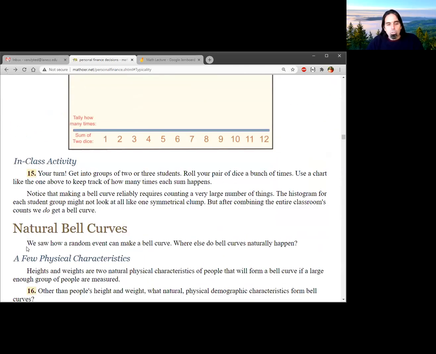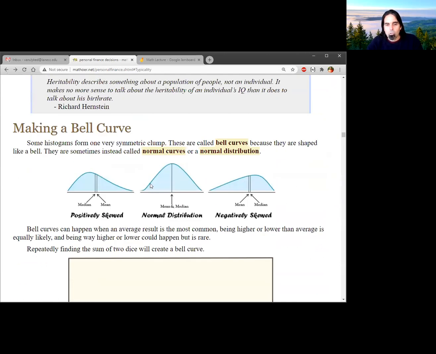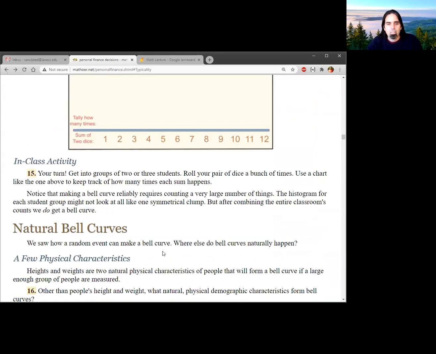So this is our first lesson. To make a bell curve reliably, these normal distributions are also called bell curves because they're shaped sort of like a bell. To make a bell curve requires counting a large group of things. If you roll your dice and add them up just 10 times, you probably won't get a bell curve.